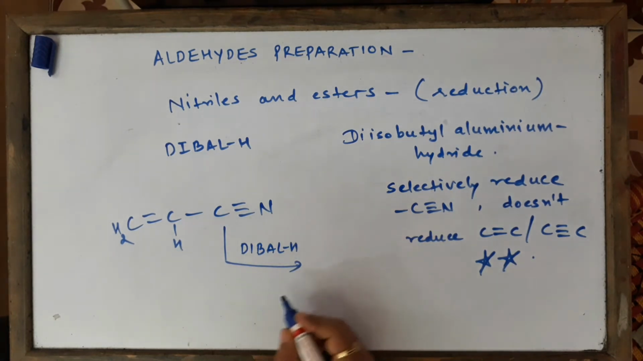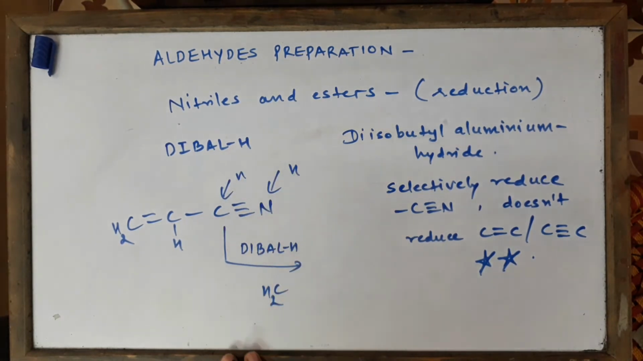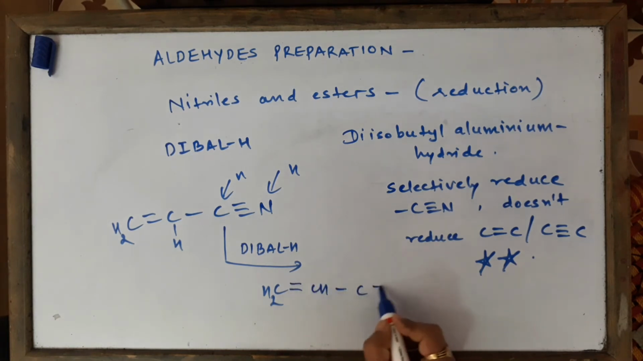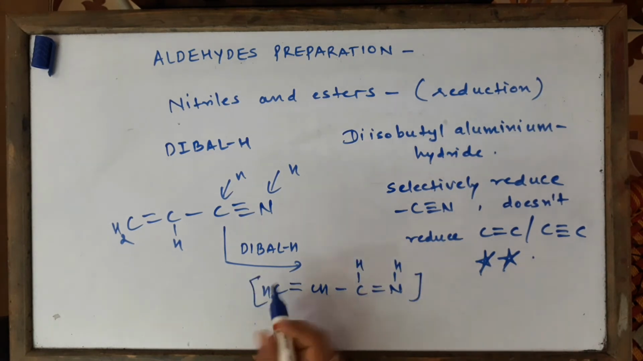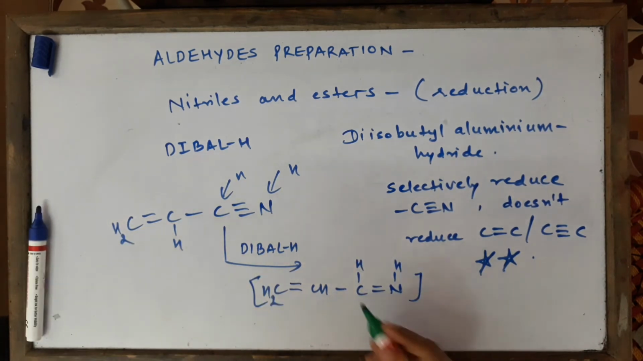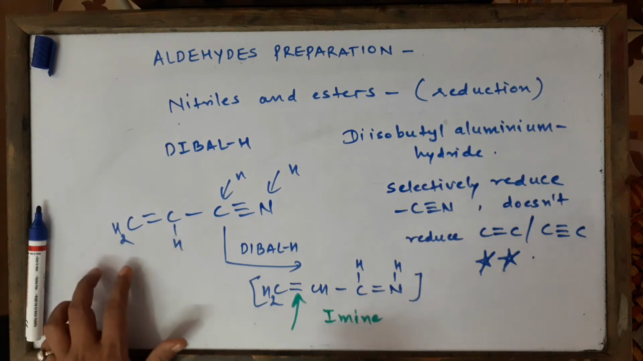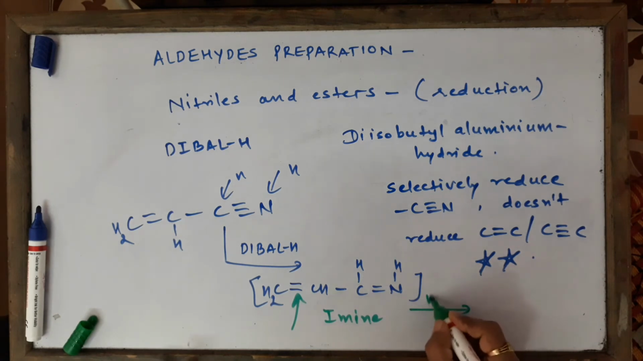And what happens after you react with DIBAL-H? What did we learn? We will just get hydrogens added up like this. We'll get CH2 double bond CH, single bond C double bond NH. So what is this compound? We have seen in the previous topic that this is an imine, and you can see that the double bond is not touched. So DIBAL-H is very selective. It is not going to touch the triple bond or the double bond. And after this, what's the next step?